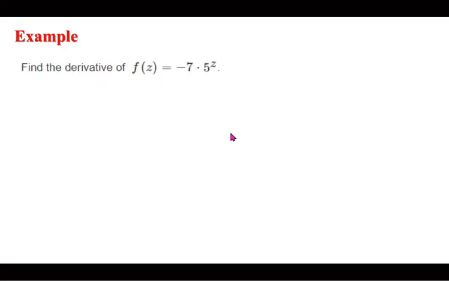Okay, let's quickly move to the fifth one. Here's our fifth example. We have a function f of z equal to negative 7 multiplied by 5 raised to z. I want to remind you of a formula here. If we want to find the derivative with respect to x of b raised to x, then the derivative is natural log b times b raised to x. That is the formula.